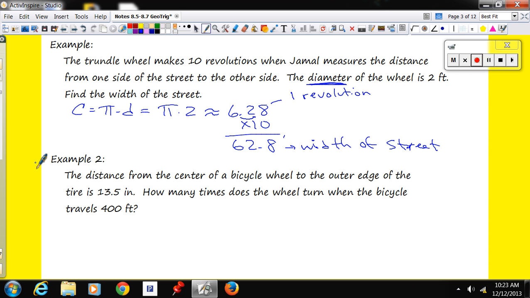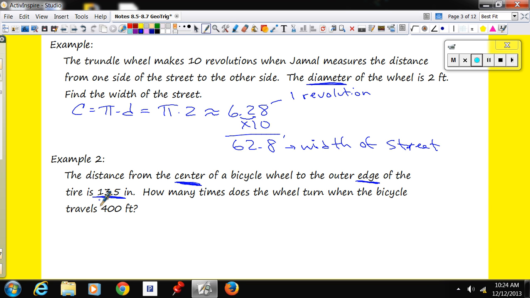The distance from the center of a bicycle wheel to the outer edge of the tire is 13.5 inches. What did they just give me? Distance from the center to the edge. Call the radius. And it's 13.5 inches. So from the center to the edge is a radius. That's 13.5 inches. How many times does the wheel turn?